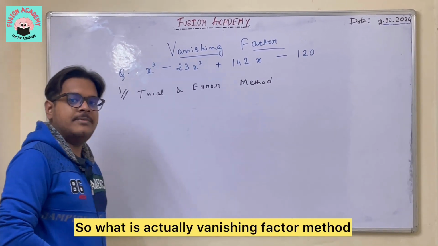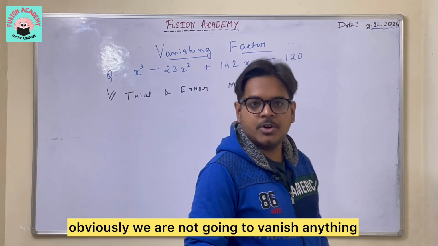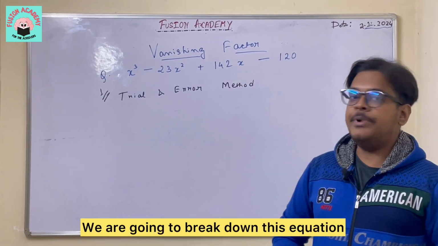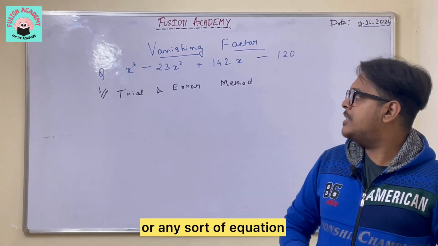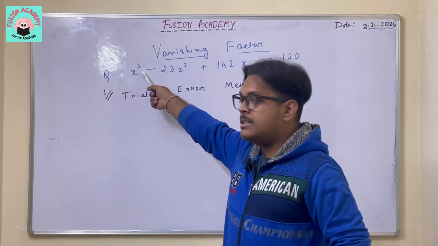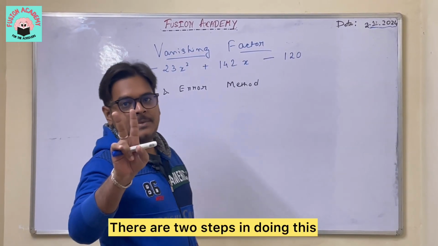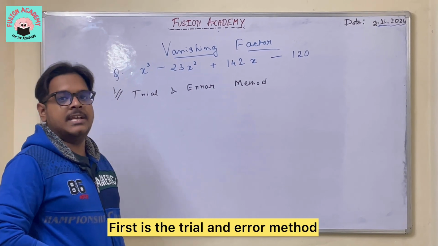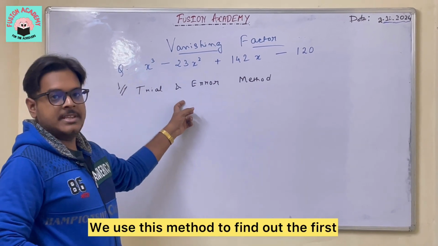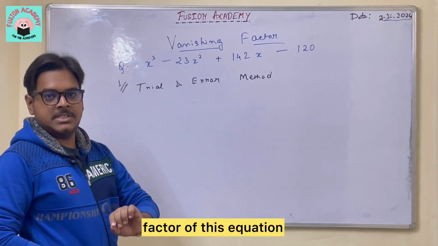So what is actually vanishing factor? Vanishing factor, obviously we are not going to vanish anything. We are going to break down this equation or any sort of equation that has a degree 3 into smaller parts. Now how is it done? There are two steps in doing this. First is the trial and error method. We use this method to find out the first factor of this equation.